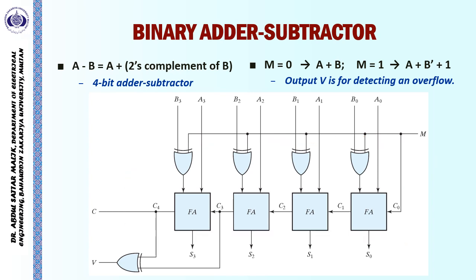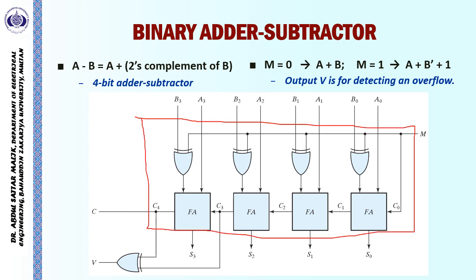So far so good, this circuit is either adding or subtracting the number B from number A depending upon the control signal M, whether it is equal to 0 or equal to 1. If it is 0, the number B is being added to the number A, and if it is equal to 1, the number B is being subtracted from the number A.